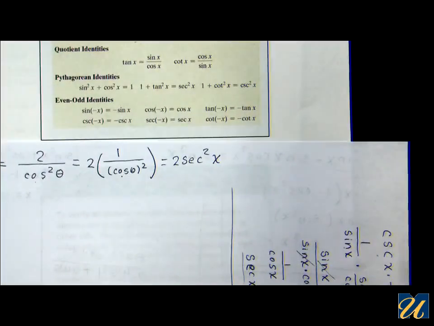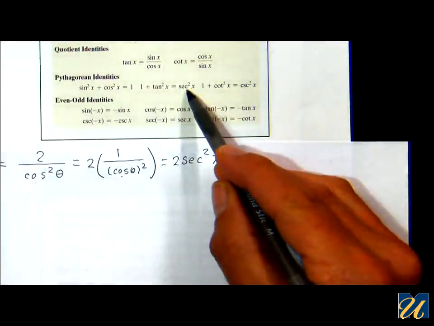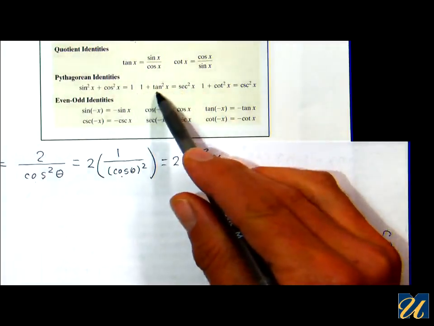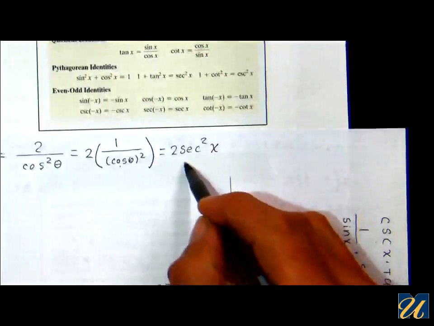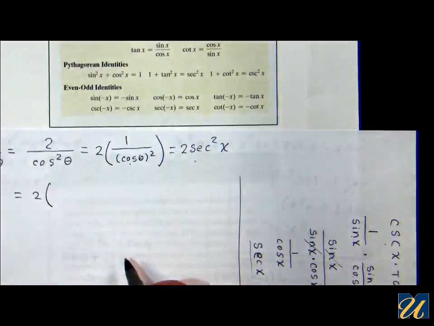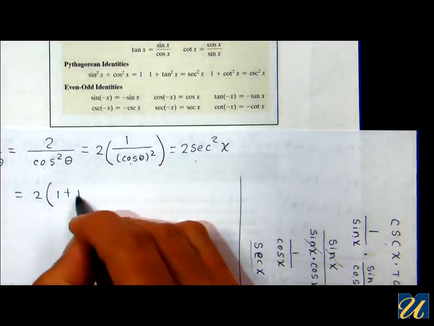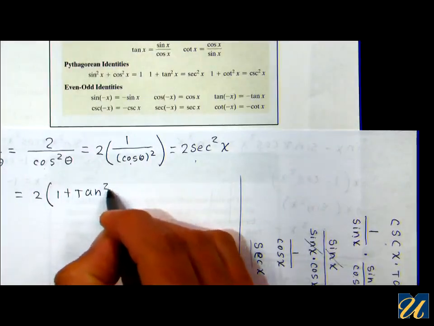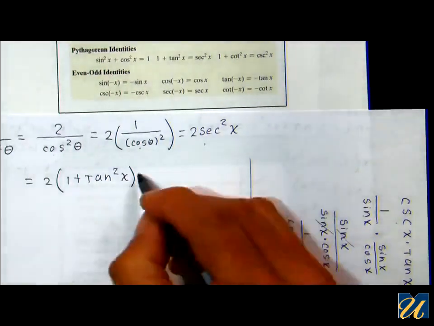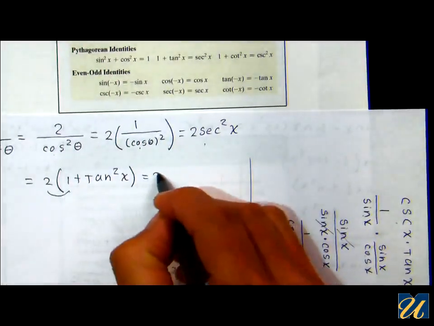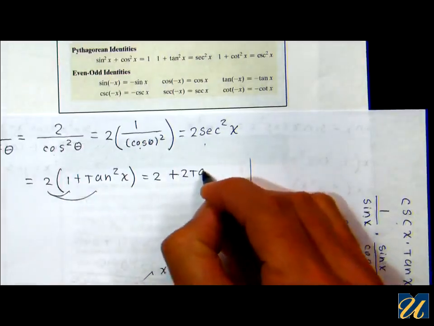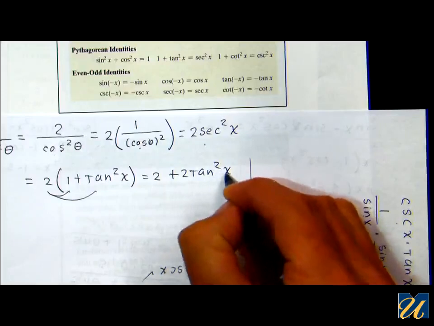Where are we here? Secant. Secant square is replaceable, equivalent to 1 plus tangent square. So I'm going to replace secant square with 1 plus tangent square. Okay. Distribute the 2. 2 times 1 is 2, plus 2 times tangent square, and that's the right side.